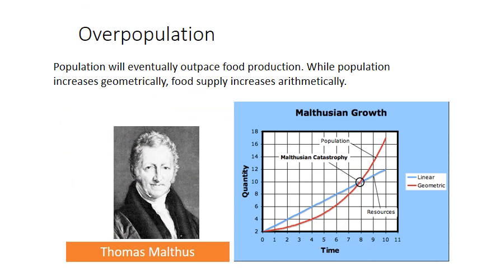Now let's take a look at Thomas Malthus. Malthus was an Englishman who in the early 1800s proposed that because the population increased geometrically and food supply increased linearly, there would come a point where the population would exceed the ability of the food supply to support it. And at this point, you would have what's called a Malthusian catastrophe, and famine and disease would keep the population from continuing to rise.